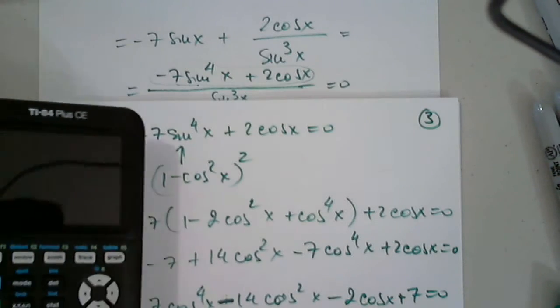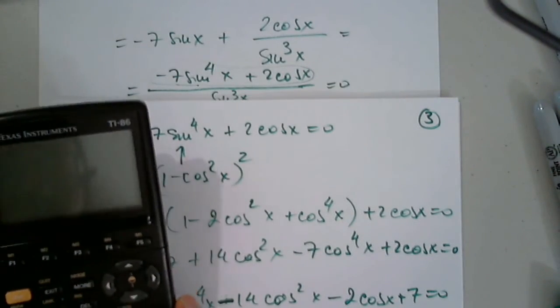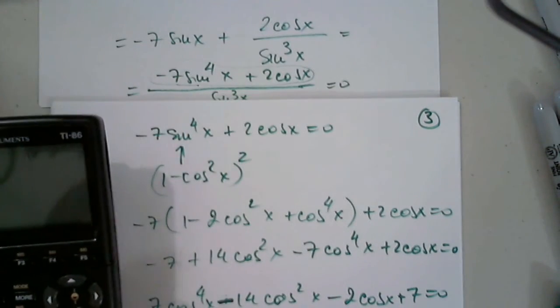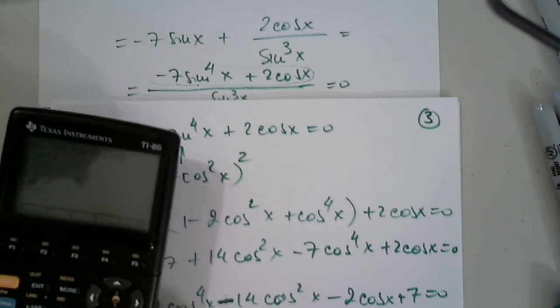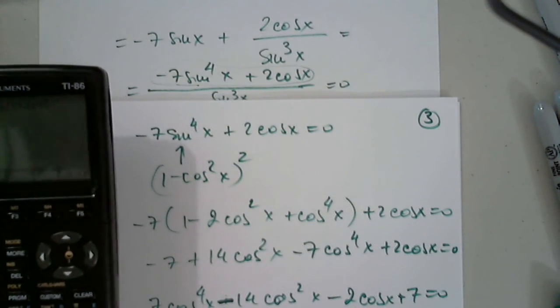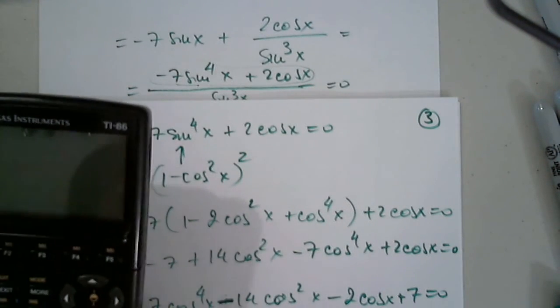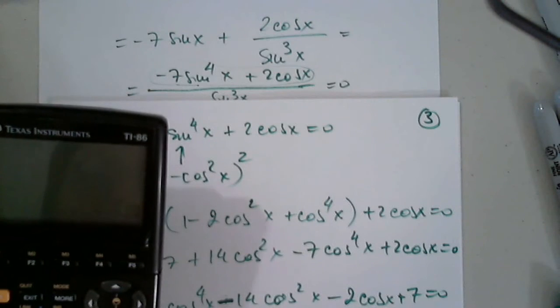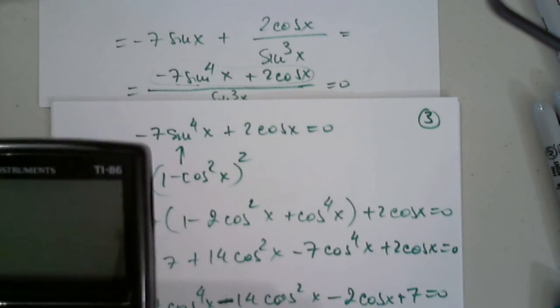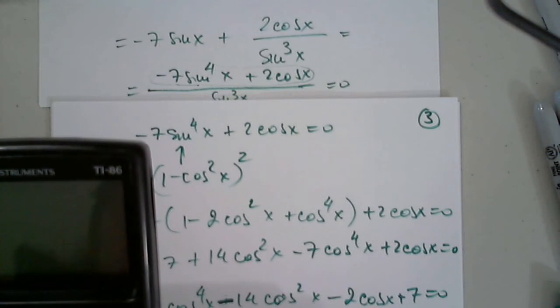Second poly, it's degree 4. Coefficients in order 7, 0, negative 14, negative 2, and 7. Solve. Even the calculator needs time.